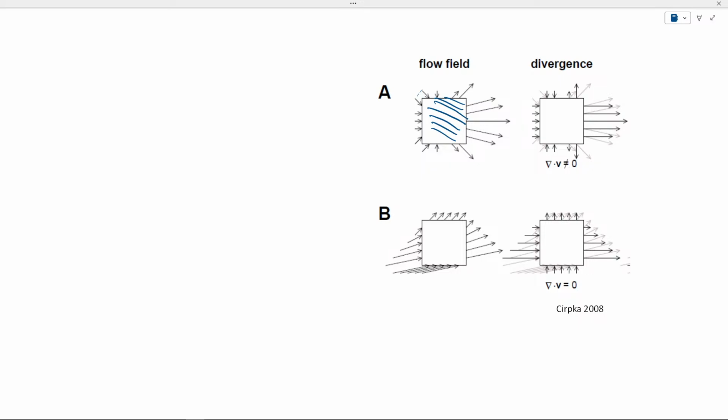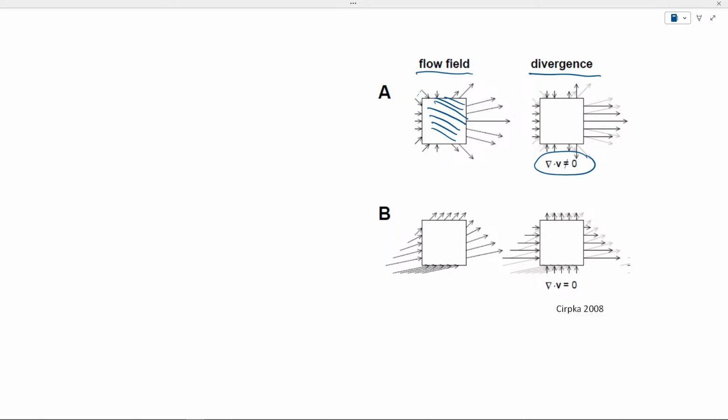In that case, divergence is not equal to zero. Why? Because this is a flow field, and I'm plotting the divergence. This gray line here is the flow field. It shows what's entering flux and leaving flux. The divergence here is not zero because what is exiting the system is more than what is entering the system. The flux going out is more than the flux coming in.